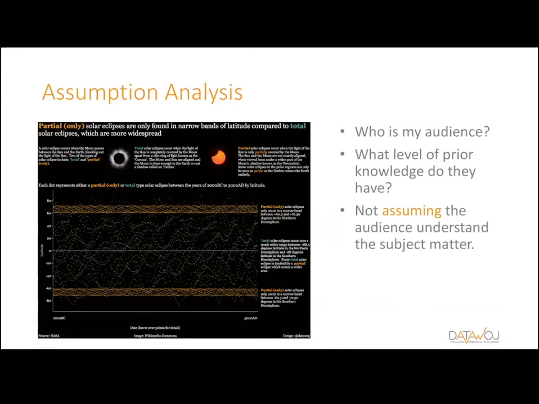But the thing that I was trying to communicate is that the orange eclipses are partial only. And this was quite a complex concept to get across in a viz. My audience was quite a general audience, and I couldn't assume they would have that technical knowledge. So it was quite important to pad the viz with some annotations to try and explain what the different concepts were, not assuming that they would know.